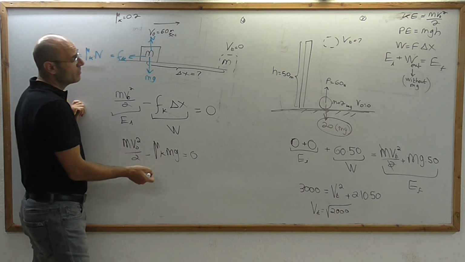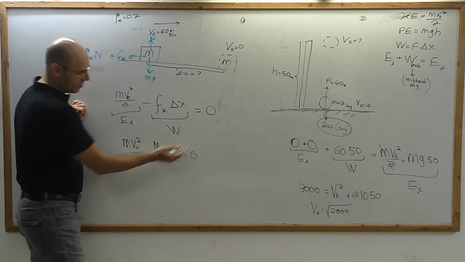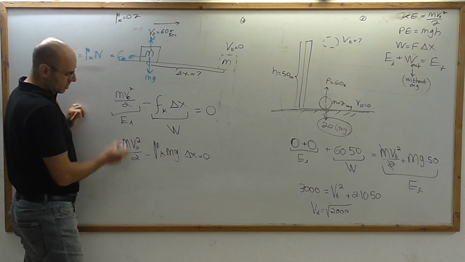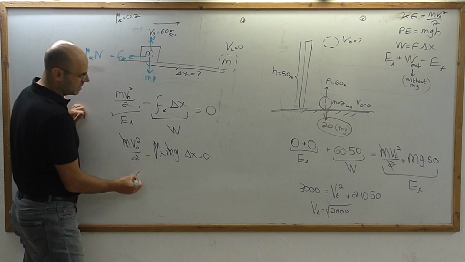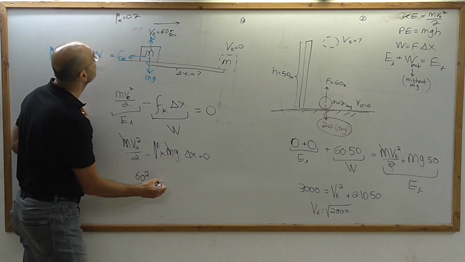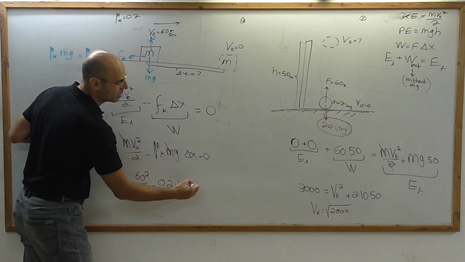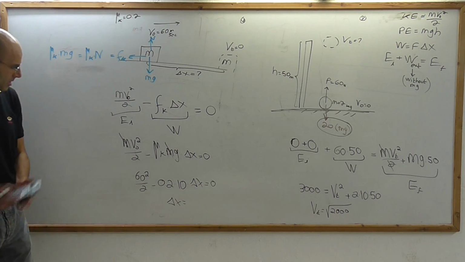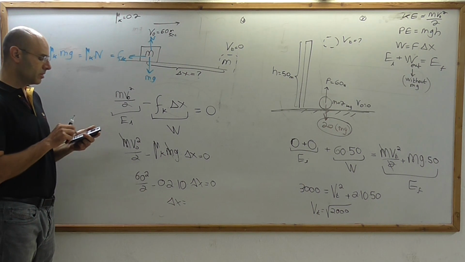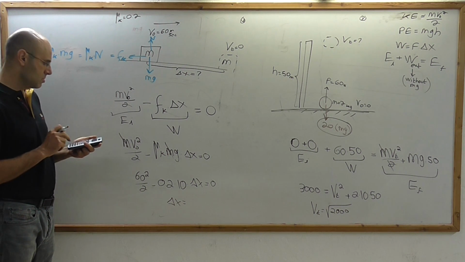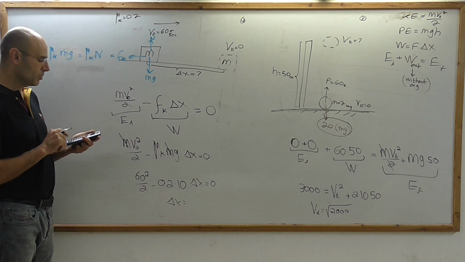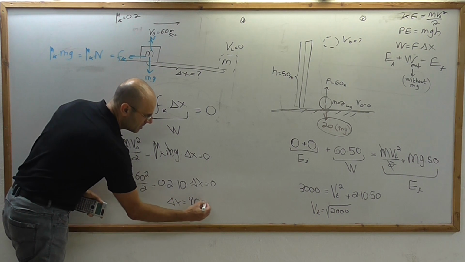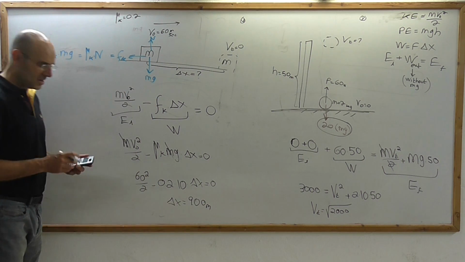And from this equation we can find delta x. I forgot the delta x. Okay, so m and m cancel. v0 is 60, squared, over 2, minus mu kinetic is 0.2 multiplied by 10 multiplied by delta x, equals 0. So delta x will be 60 squared over 2, divided by 0.2 and also divided by 10. Ooh, 900 meters. Okay.